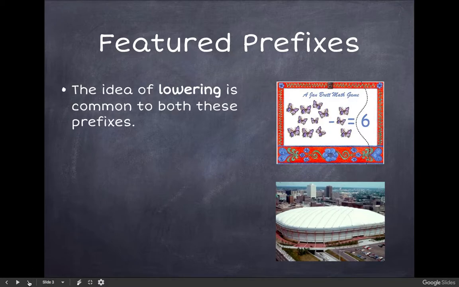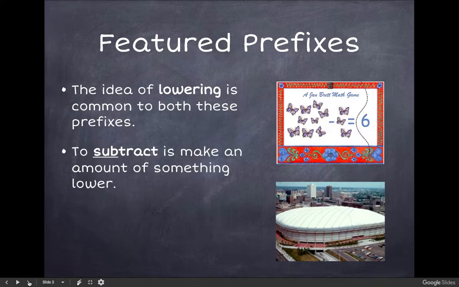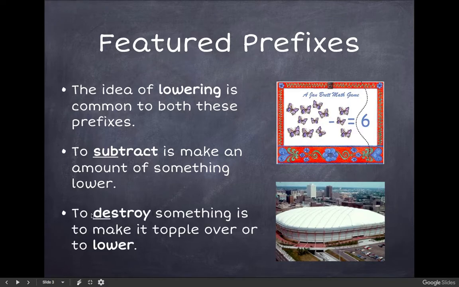So the idea of lowering is common to both of these prefixes. So both sub and D have something to do with lowering. To subtract is to make an amount of something lower, like the picture of butterflies here. 9 butterflies, remove 3, you have 6. To destroy something is to make it topple over or to lower. The Metrodome was destroyed before US Bank was built. It was brought down or lowered.